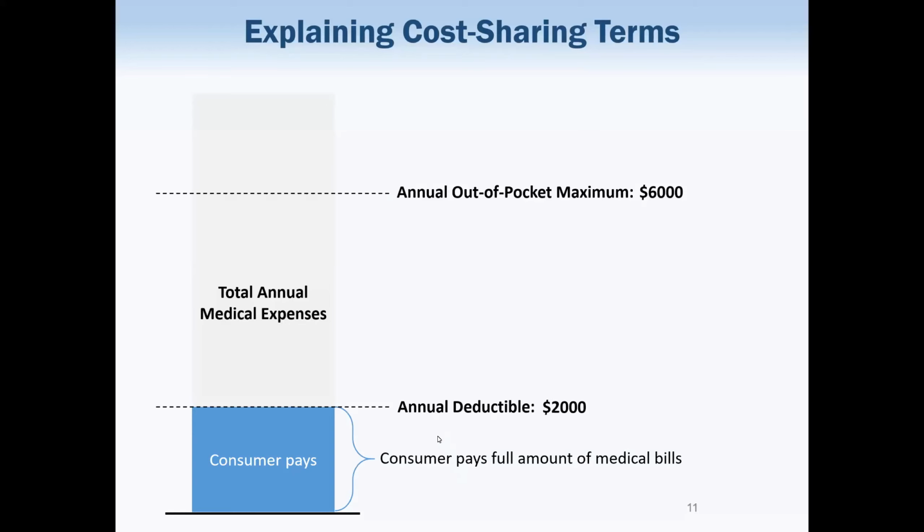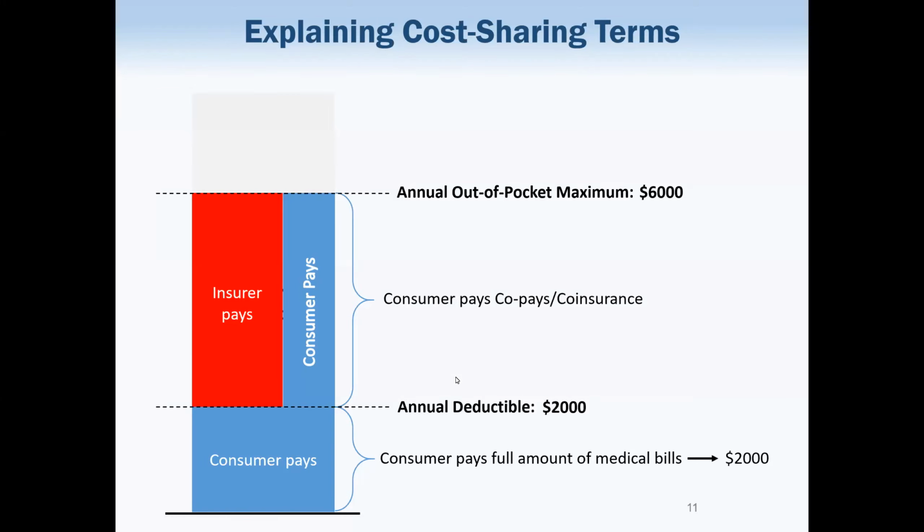In the beginning of the year, whenever you receive care, you're going to pay the full amount of those medical bills because you're in the deductible phase. Whether that's doctor visits, prescription drugs or hospital bills, you're paying that amount. If all of those bills add up to $2,000, you've now met the deductible. From that point on, you're just splitting the cost of any bills, paying a dollar amount copay or a percentage of the bill, which is called coinsurance, and the insurance company is covering the rest of the bill.